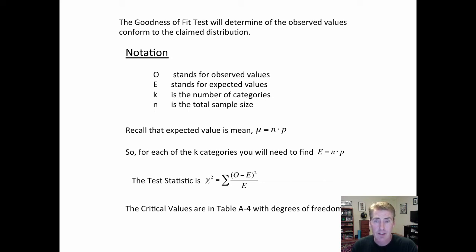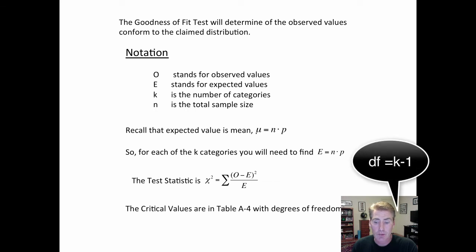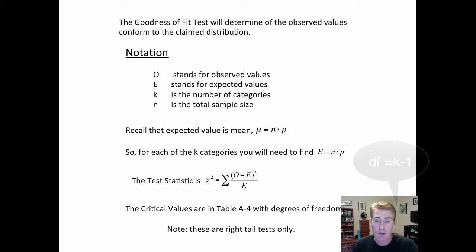One thing that's slightly different is degrees of freedom is k minus 1. So the number of categories minus 1 is degrees of freedom. One other thing that's slightly different is no matter what the claim looks like, these are always going to be a right-tailed test. So whatever alpha is, that goes in the right tail, which is nice. It narrows it down, just one possibility.